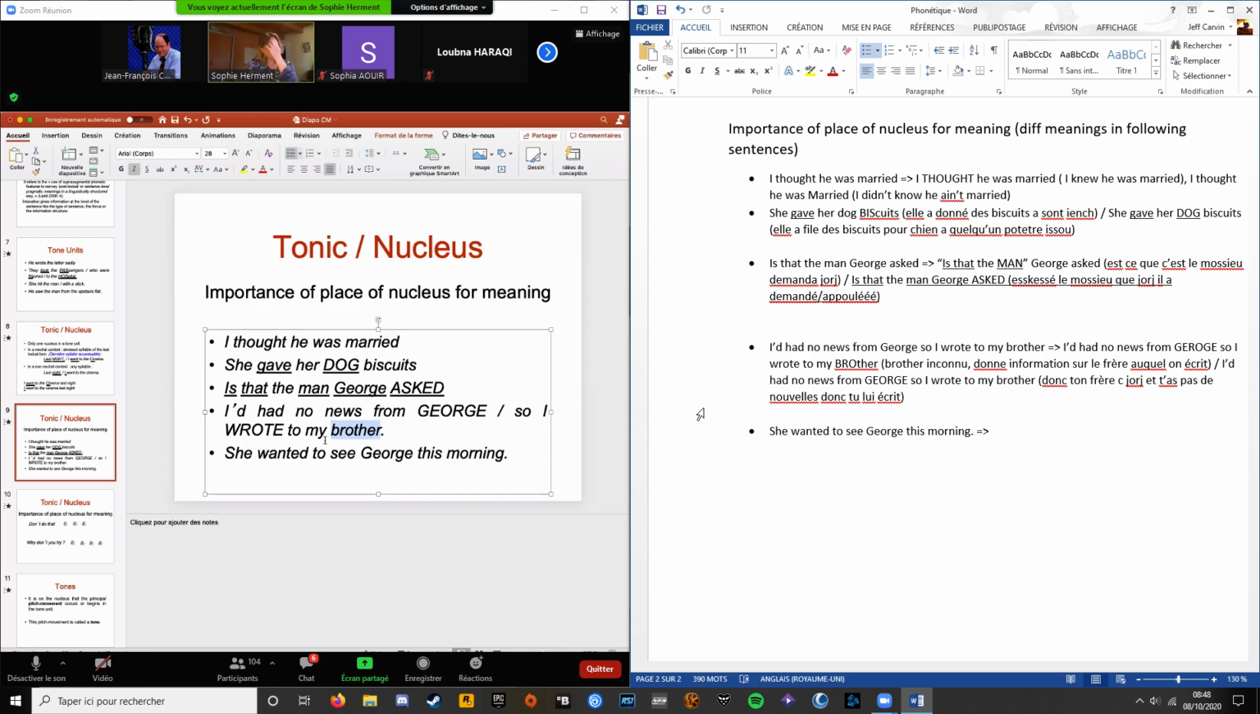Okay, well, the last one is really an easy one because it's just simply what you want to. Again, it's information. In fact, you say, she wanted to see George this morning, or she wanted to see George this morning.